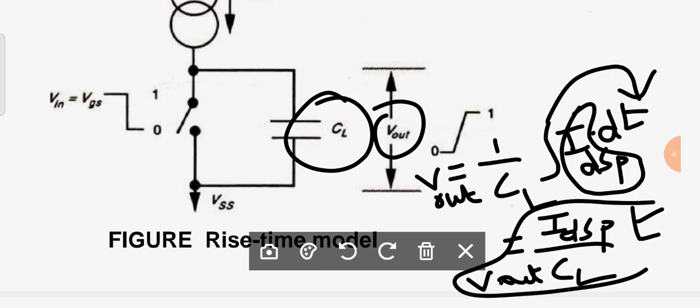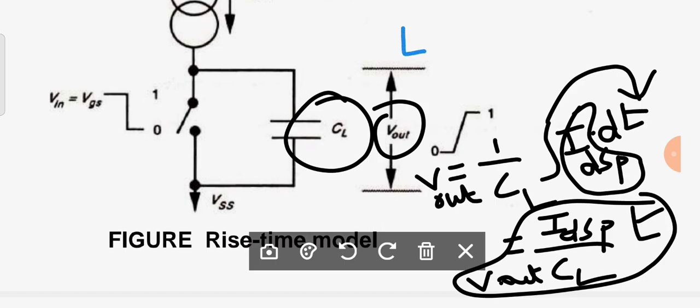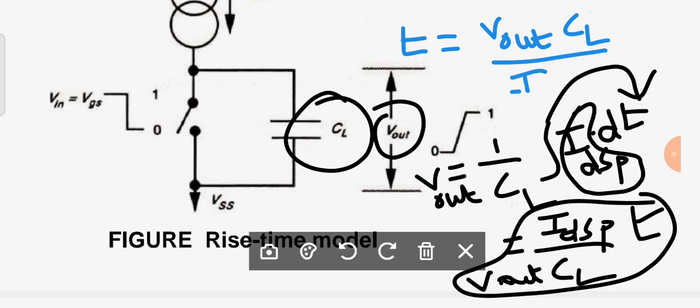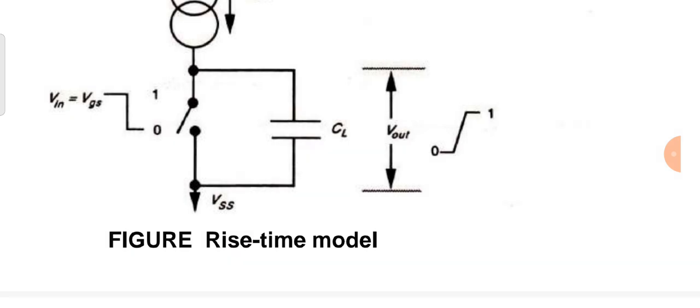Now based on this expression, if somebody asks you what is T, then tell me T is equal to Vout into CL divided by IDSP. Is it clear, all of you? Now you know very well what is IDSP: beta P into (VGS minus magnitude of VTP) whole square divided by 2. That is the expression I am going to write here.